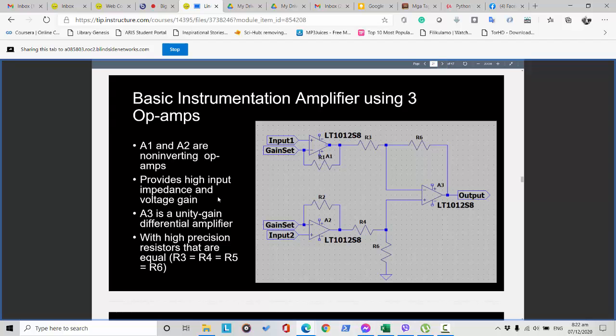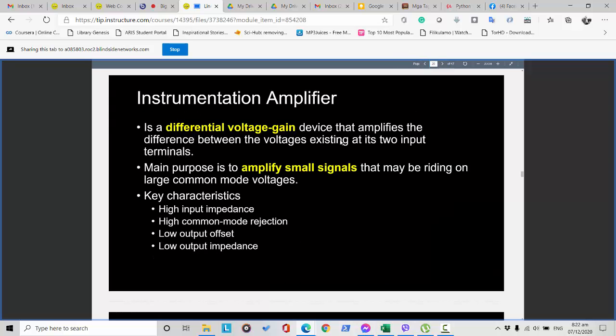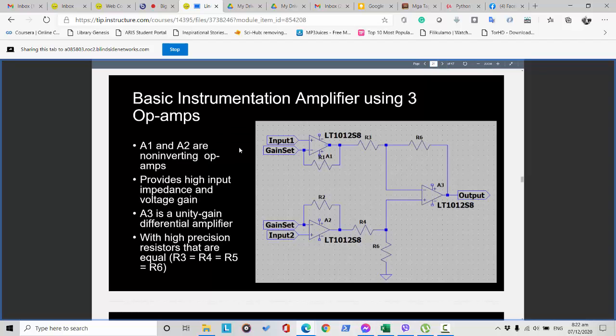Now, in discussing the instrumentation amplifier, an example is this basic instrumentation amplifier, which, as you can see from here, uses 3 operational amplifiers. We have amplifier 1, amplifier 2, and amplifier 3, where amplifier 1 and amplifier 2 are non-inverting amplifiers, and they provide high input impedance and voltage gain.